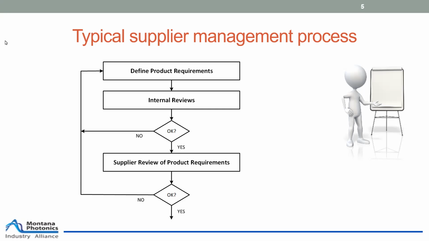Defining requirements typically begins with your engineering department, but should also include input from manufacturing, purchasing, quality, and any others involved in your success. Supplier reviews may be important for complex products. Also, the supplier may be aware of something that you are not.